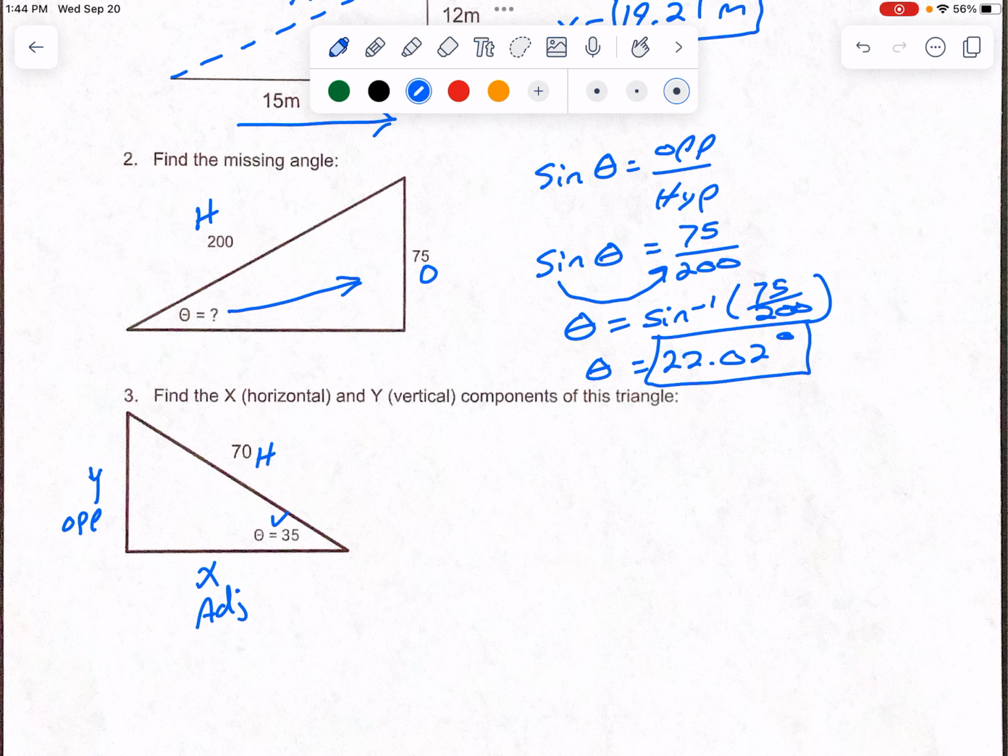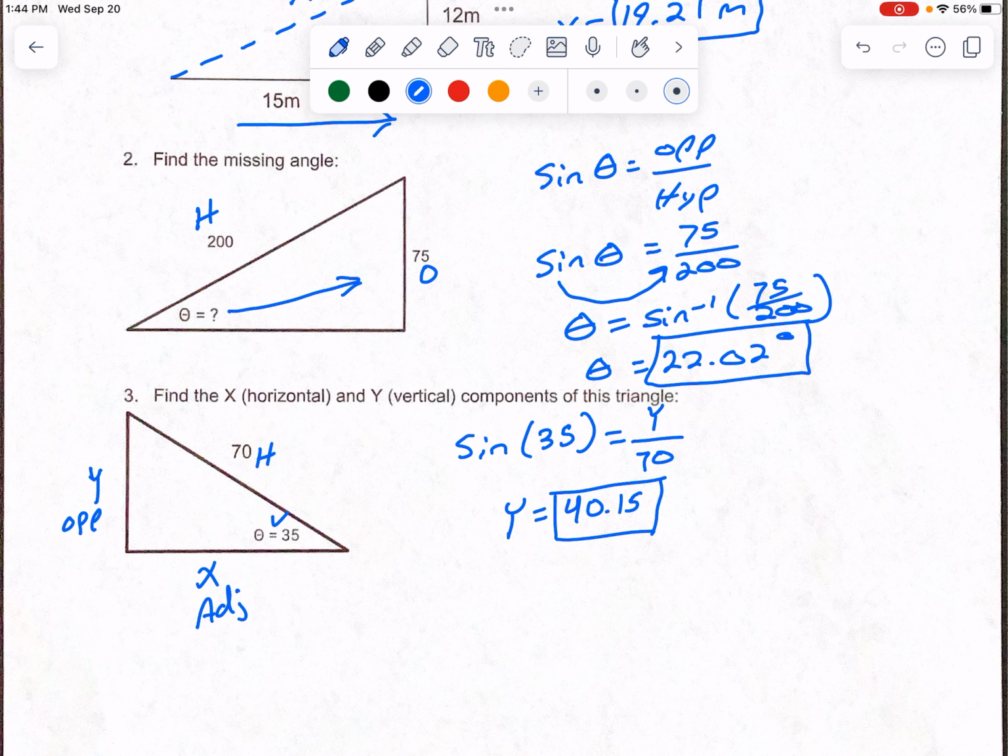So I want to see which trig function has opposite and hypotenuse to find y. Well, that's going to be sine. So sine of your angle, which is 35, equals opposite. We don't know, so we're going to leave it as y over your hypotenuse, which is 70. So y equals, if you just multiply both sides by 70, in your calculator you're going to type in 70 times sine of 35, and you'll get a value of 40.15.